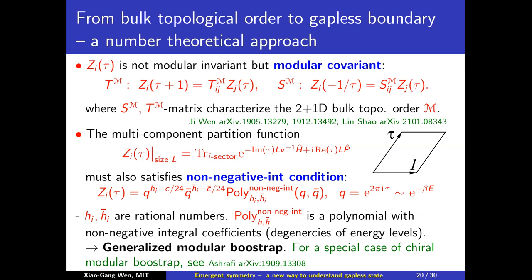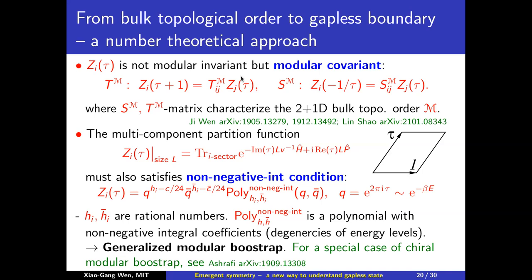Well, there's some chance that may happen. That is, if you write this function of tau in terms of q, where q is e to the 2 pi i tau, actually this q is really e to the minus beta E. So it describes energy levels. And this partition function is a polynomial, and the coefficient of the polynomial as a function of q is the degeneracy of this particular energy level, a degeneracy of many-body states. So this Z is a polynomial of q with coefficients which are non-negative integers. So a very special function. Because this is a very special function, there's some chance, I believe this is really the case, that these two algebraic equations can determine this whole function of Z, in most cases at least.